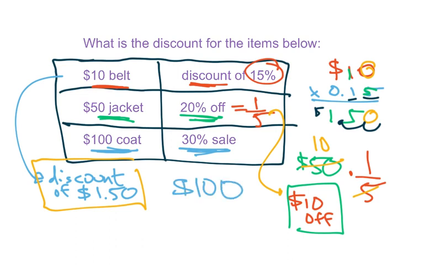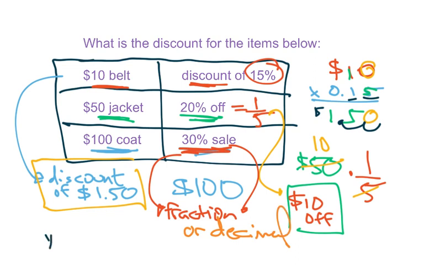I would take my $100. It looks like I got a choice here. Should I take the 30% and go fractional? Or should I go decimal? And this is going to be something that, guess what? You get to choose. I'm going to let you choose, but then you're going to post. So you're going to choose, and you're going to tell me in Google Classroom, did you go fractional or did you go decimal? And then what was your answer? What was the discount on that $100 coat?